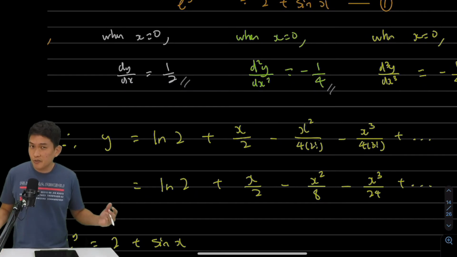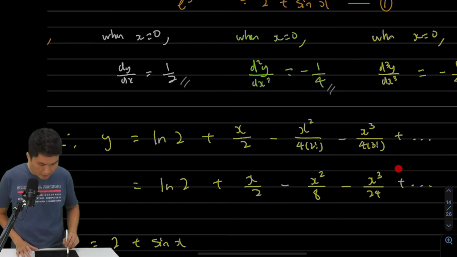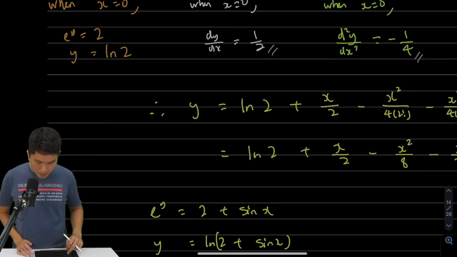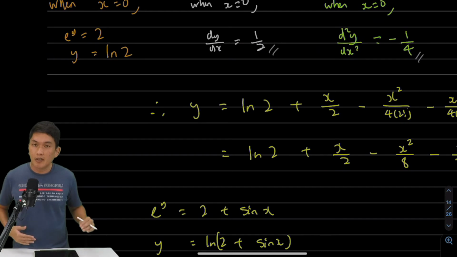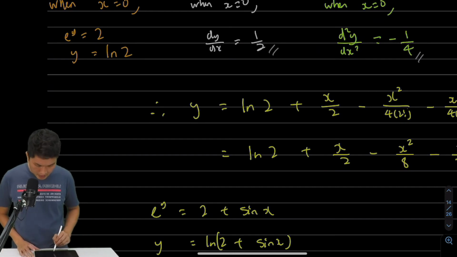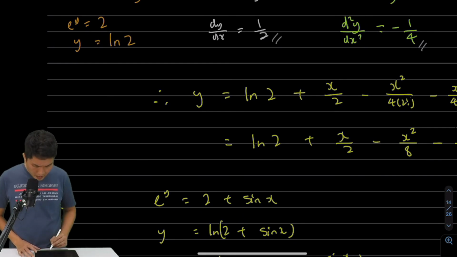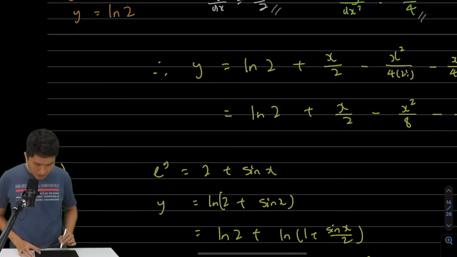Again, I just want to say that if you don't know your Maclaurin's expansion, don't worry, it's in the MF26. So in part 3, we're supposed to use the MF26 to verify that this expansion will actually give us the answer we found in part 2. We don't really have an expansion for this. First, I need to change it to y. To change it to y, I need to apply natural log on both sides. So y is equal to natural log of 2 plus sine x.